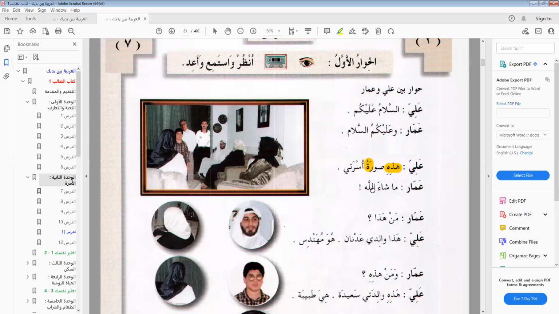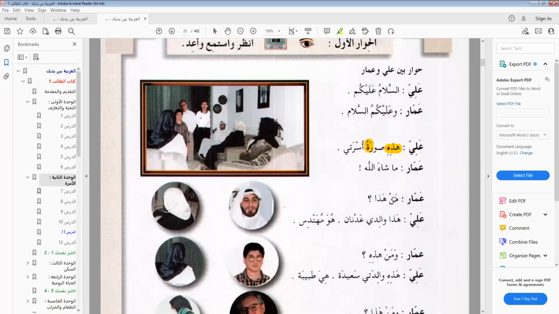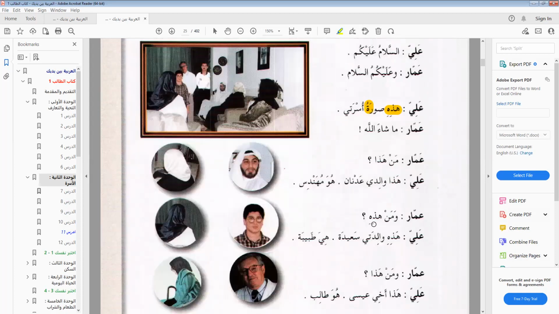MashaAllah. MashaAllah is an exclamation, as you can see the mark. So when you see something good, you say MashaAllah. Then he asks, man hadha. Man means who. Man hadha, who is this? Then he says, hadha walidi, this is my father.